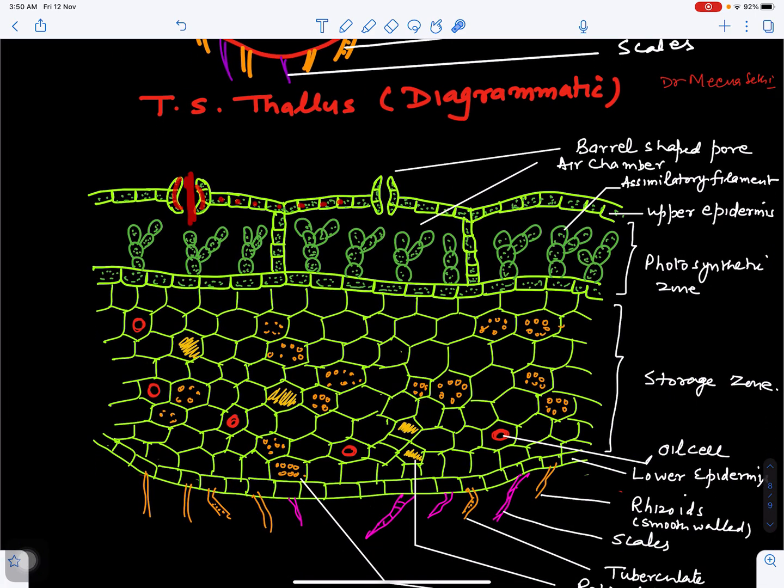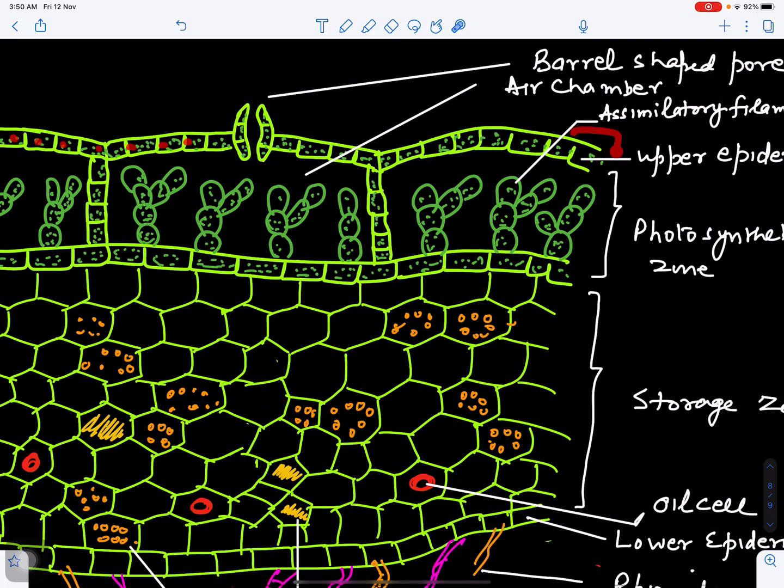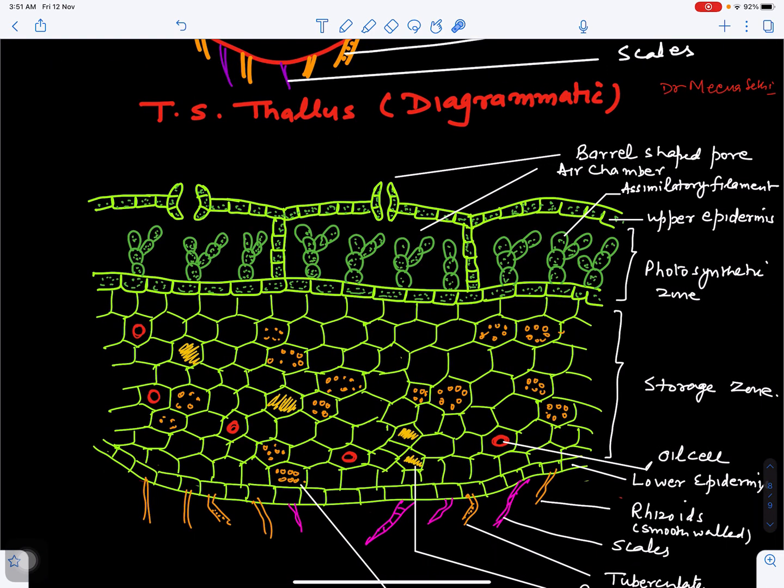And this upper side is called the photosynthetic zone. This is the floor of the photosynthetic zone, and it has assimilatory filaments. These are again rich in chloroplasts and they help in photosynthesis. And this part is called the air chamber, which is helping in gaseous exchange. So this part helps in photosynthesis, and these pores help in gaseous exchange during photosynthesis. And whatever food is made is stored in this zone, called the storage zone.